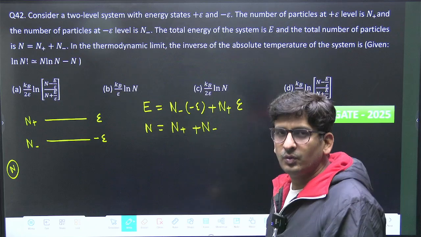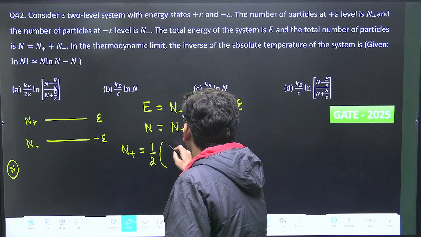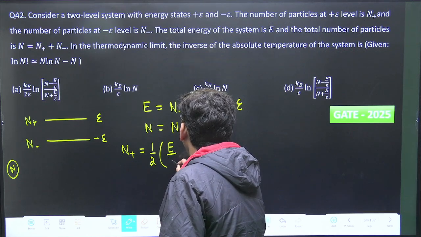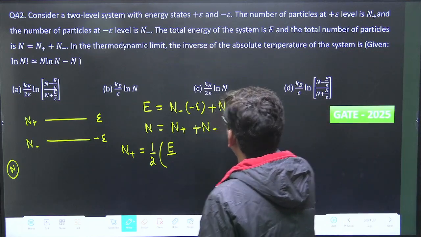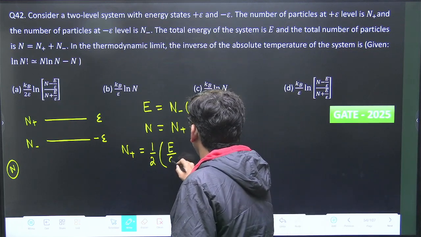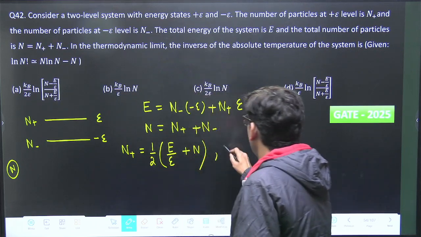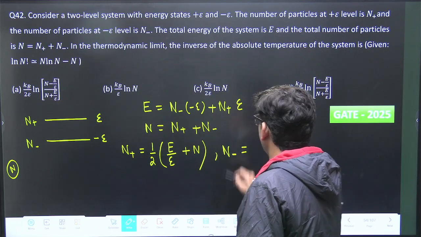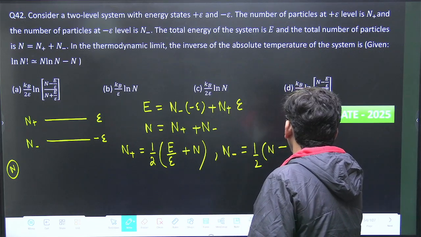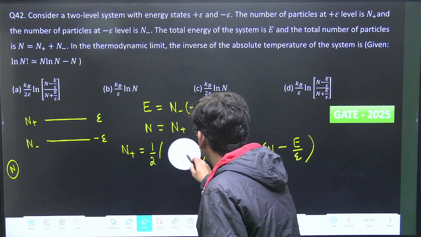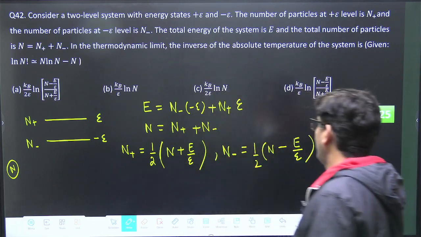So if you solve these two linear equations, you will end up with n plus is equal to half n plus E by E. So you just solve these two equations, putting the value of n plus and n minus, and for n minus it will become half n minus E by E. So it's better if we write it in the same manner: I will write here n plus E by E and here n minus E by E, correct?